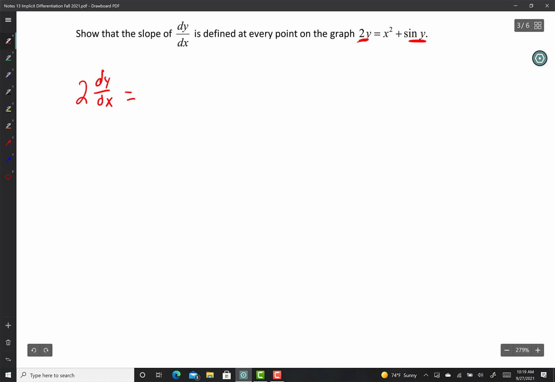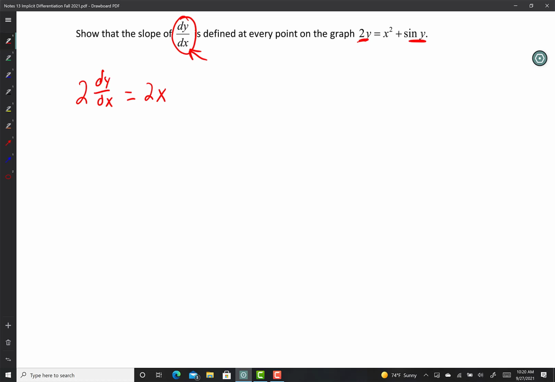Equals, what's the derivative of x squared? 2x. And if you want, you can put dx, but you don't have to. We took the derivative of x with respect to x. We know that it's with respect to x because they told us we want to find dy dx, so we're taking the derivative of everything with respect to x.